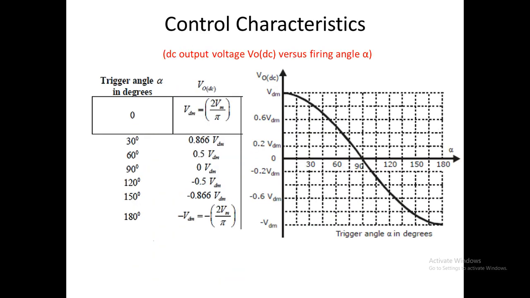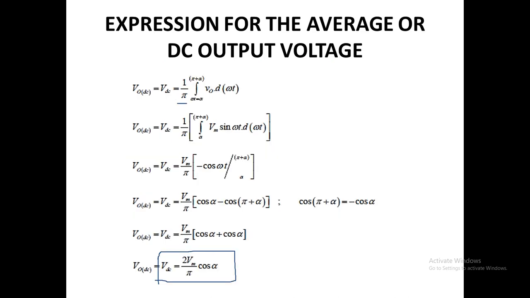So this is the control characteristics. We can draw it for the DC output voltage, that is average output voltage versus firing angle alpha. So for different values of alpha, we will get different values of output voltage. Here, in this expression we have to substitute alpha equal to 0. Cos 0 is equal to 1, so VDC will be 2Vm by pi.